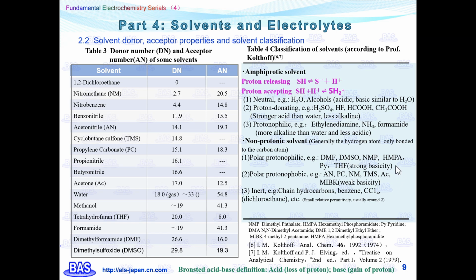Among the polar non-protonic solvents, acetonitrile, propylene carbonate, etc. are protonophobic solvents with little affinity for protons, while solvents such as DMF, etc. are protonophilic solvents. In reactions where the basicity of the solvent plays an important role, these two groups of solvents exhibit distinctly different properties and therefore need to be chosen appropriately for the purpose.